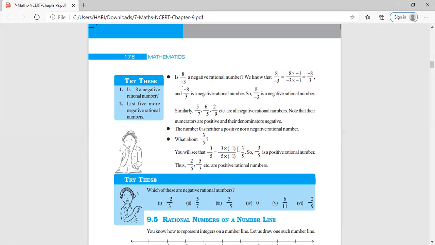Now we will consider the example 8 by minus 3. In 8 by minus 3, the denominator is negative, right? We can make this rational number an equivalent rational number by multiplying it by minus 1 upon minus 1. Means by the same number minus 1, if we multiply both the numerator and denominator, we will get the equivalent fraction, which will be equal to minus 8 by 3. Here the numerator is a negative integer and the denominator is a positive integer.